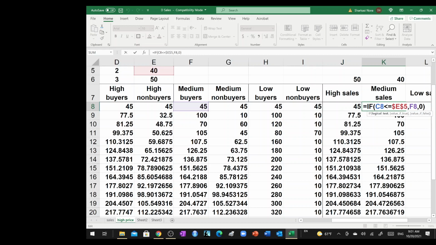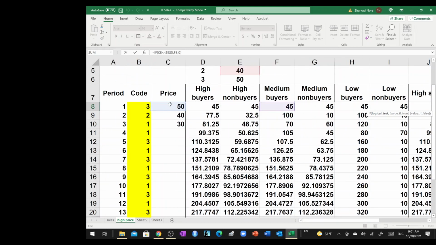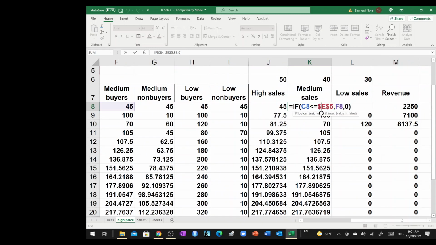So the medium here, they will buy only and only if the price, these 45 people in the medium buyers, they are only going to buy if C8, which is the price over here, the price set up by Solver, is less than or equal to 40. So this means over here the price was 50, so they're not going to buy. None of these 45 will actually turn to buy, even though they have the intention to buy and they are ready to buy, but because the discount was not suitable for them, they will not buy.